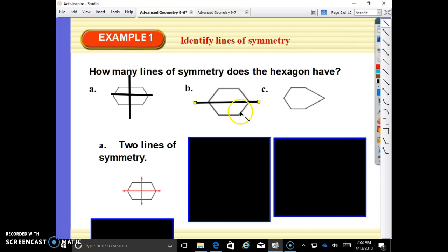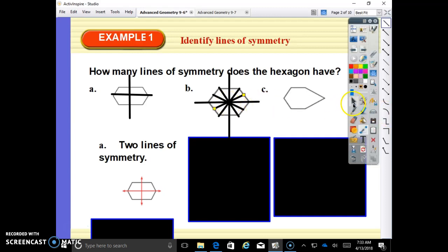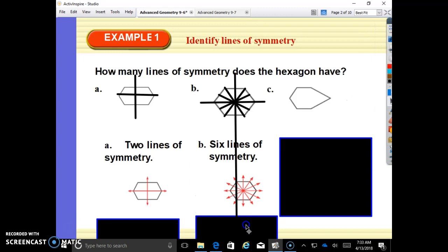One. Anything else? Two. What else? You think this will fold perfectly? 3, 4, 5, 6. Think I got all of them? 6 lines of symmetry. How about over here?